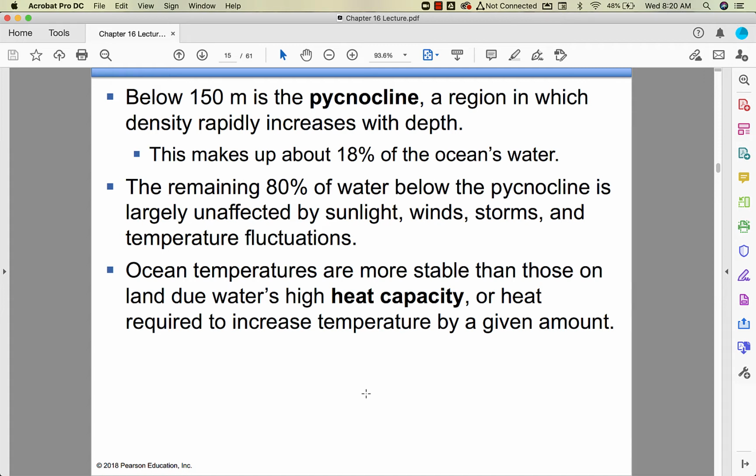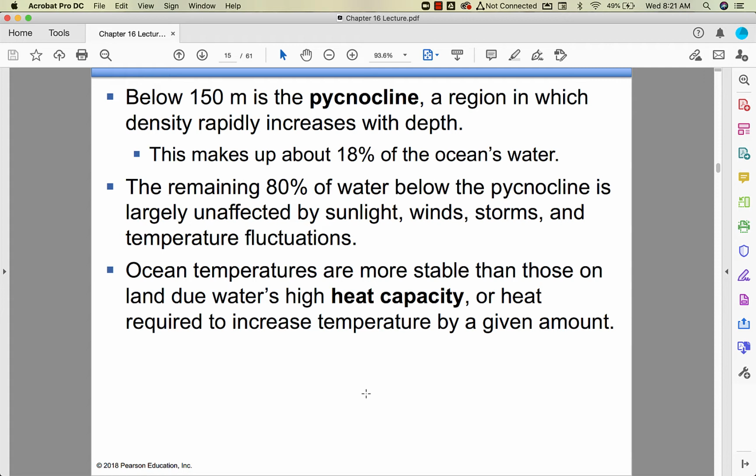It's one of my favorite oceanography words, because I took oceanography in college. It's where density increases really rapidly. So it gets cold and it gets salty below the pycnocline. What's below the pycnocline is really not affected by sunlight, wind, storms, and temperature fluctuations. It's really kind of quiet and still down there.